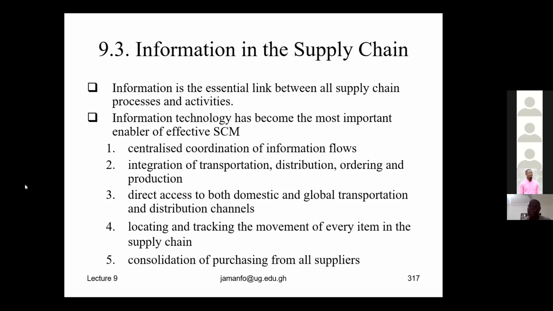So to manage that supply chain effectively, technology should play a role, and that's what they do. Okay? So direct access to both domestic and global transportation and distribution channels, locating and tracking movement of every item in the supply chain. For example, if you ship an item by DHL, at any point in time, when you ship an item, you are given a code.